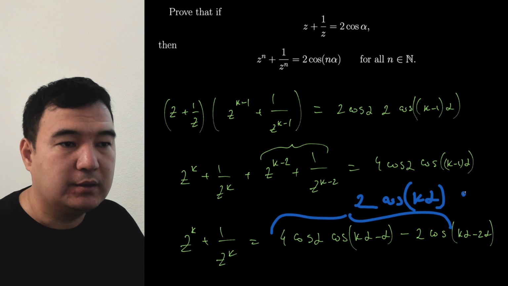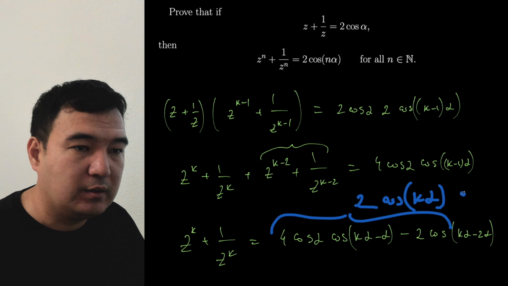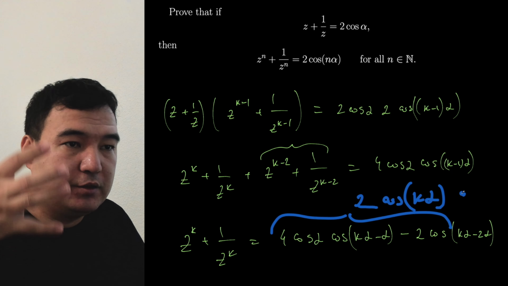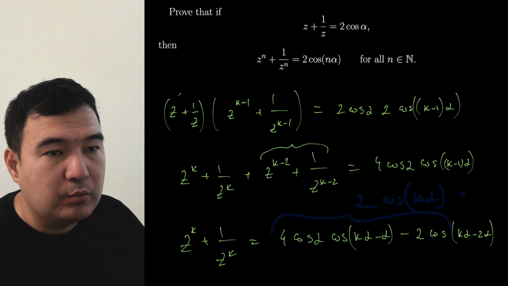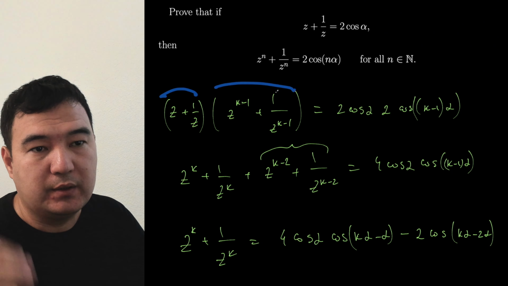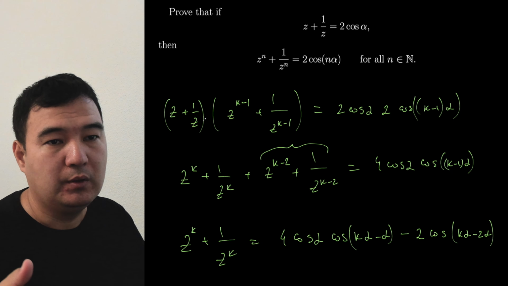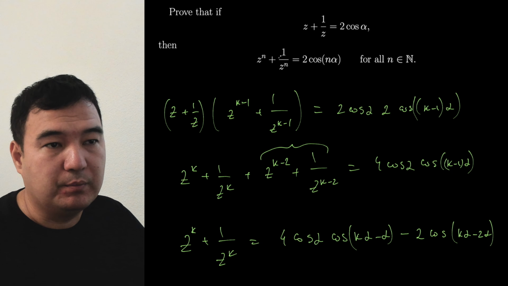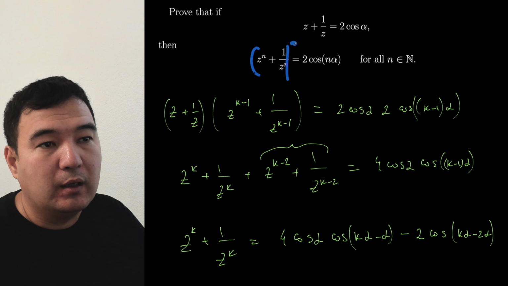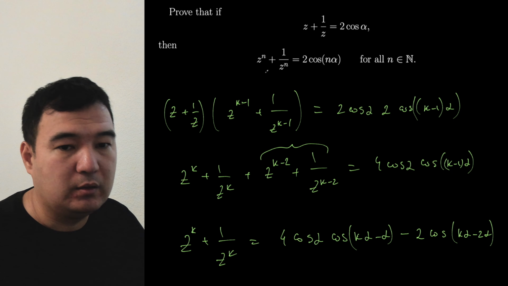So I'll skip the trigonometric identity part, but the main idea of the proof is to multiply these two instead of taking to the power n. This makes the calculations much easier. If you want to spend a lot of time and energy, you can take to the power n and then do the binomial expansion, but that's a lot of work to do.